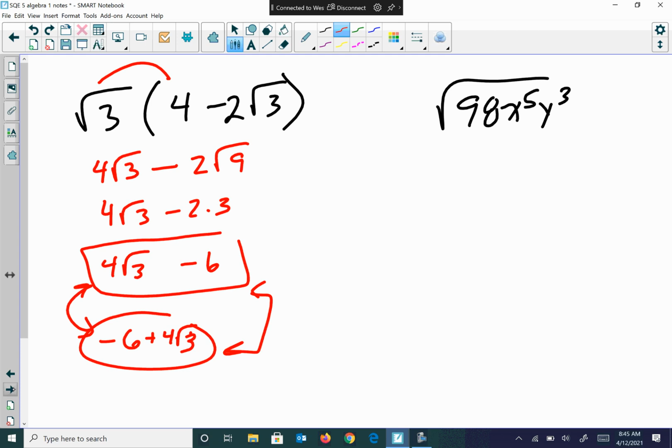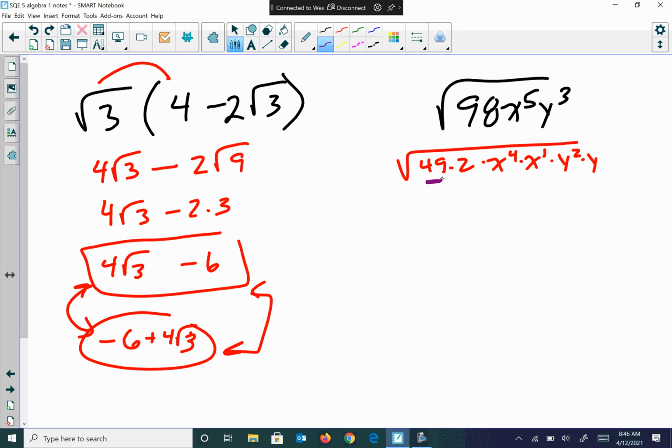This one's similar to what we've been working on. I have root 98, so I get on my perfect squares over here. So let's see. 100 times something doesn't give me 98. 81 times something doesn't give me 98. 64 times something doesn't give me 98. 49 times 2. So again, notice I'm referring to my perfect squares, and I know that I can break this down to 49 times 2. And again, 49 is a perfect square. I'm going to break x to the 5th down to x to the 4th times x to the 1st. And I'm going to break y to the 3rd down to y to the 2nd times y. Is that okay?